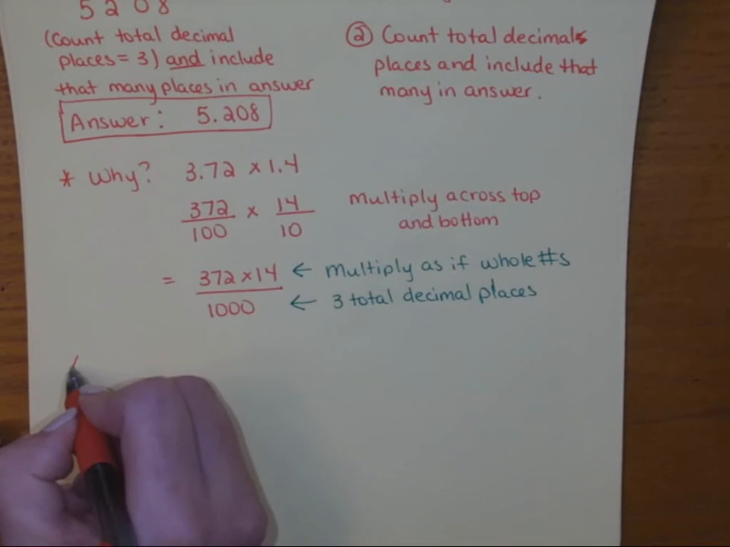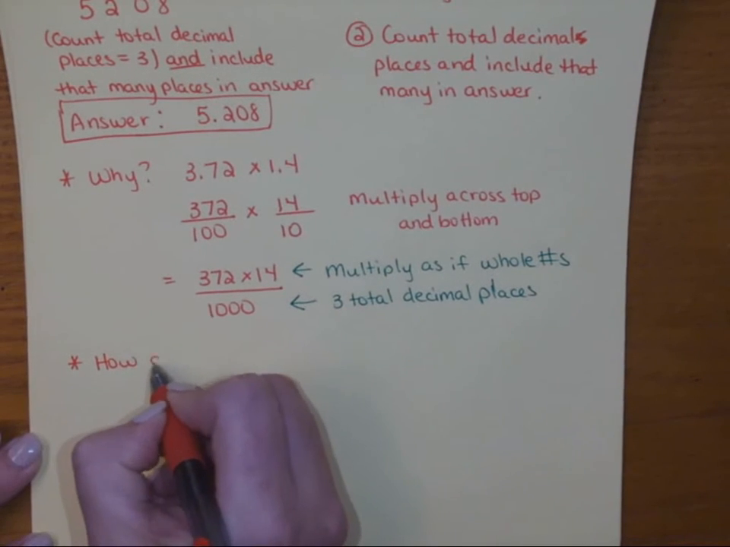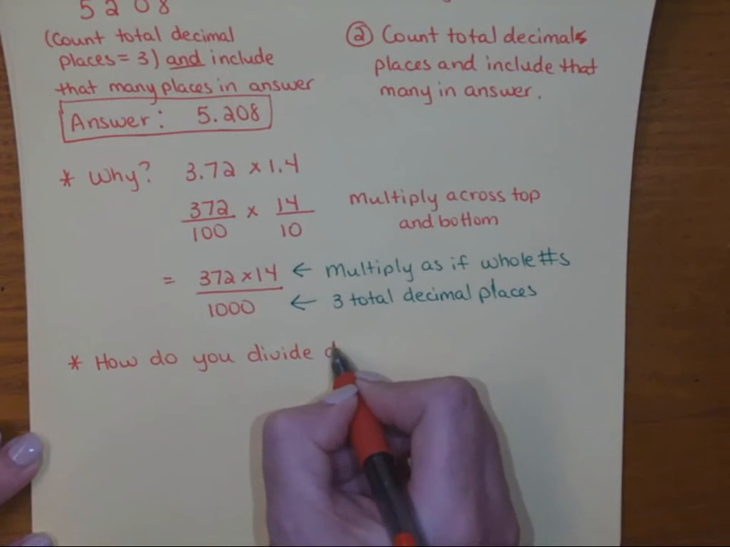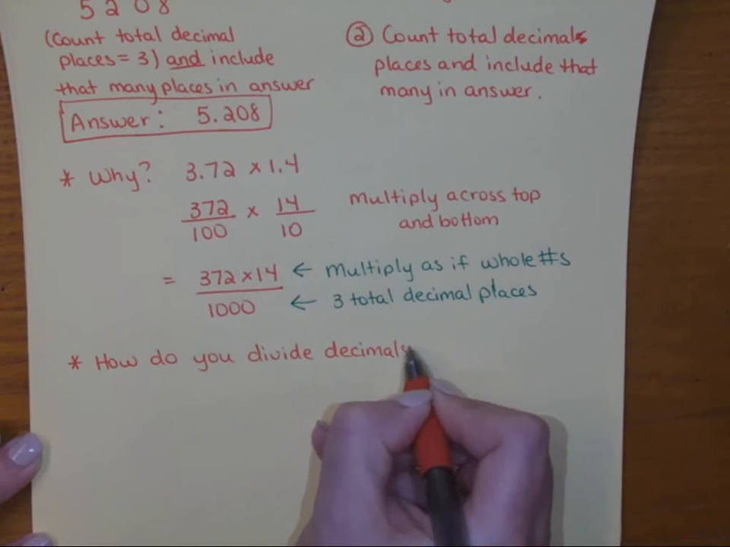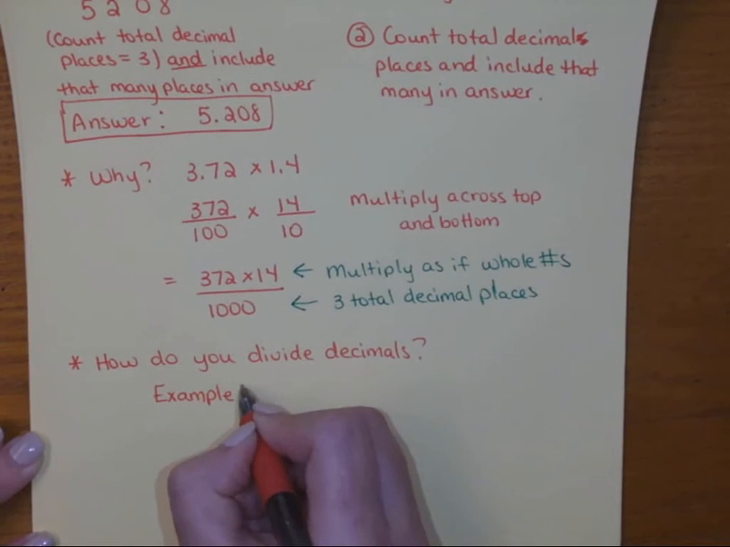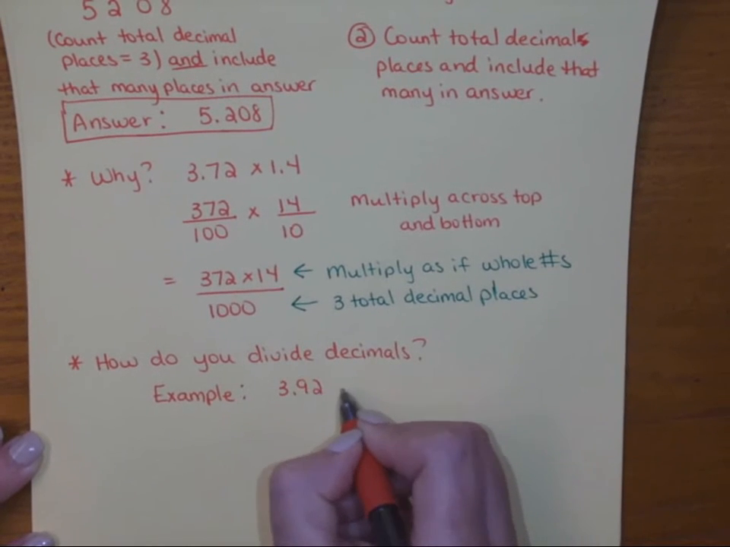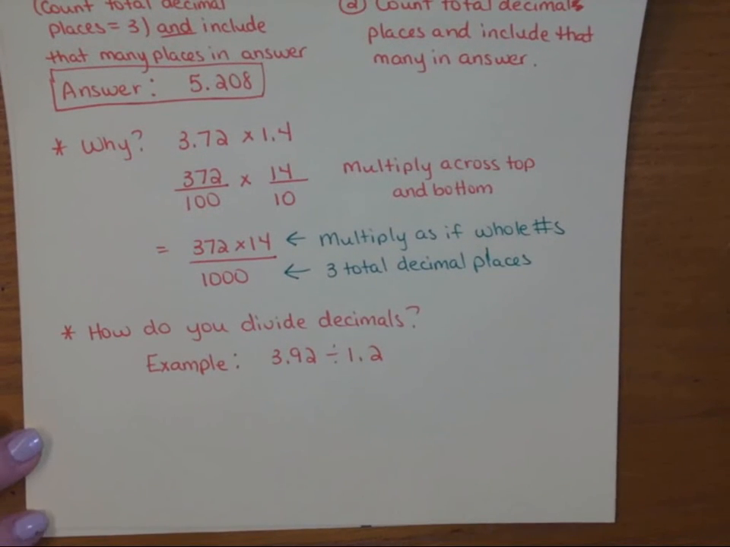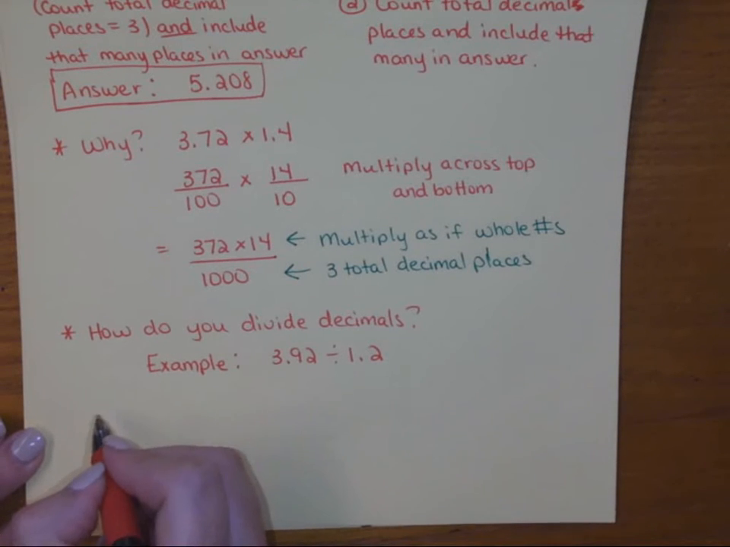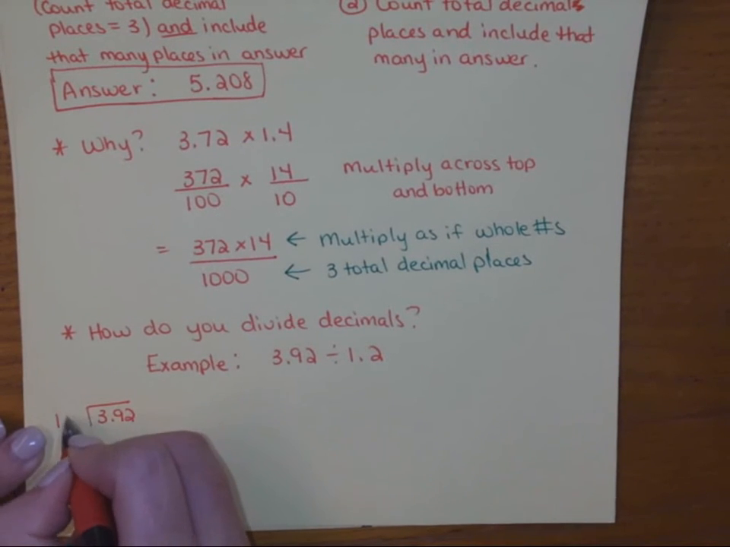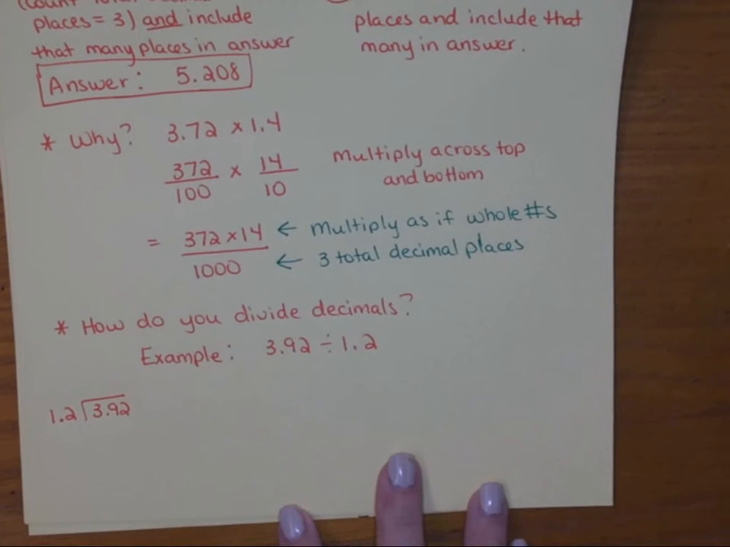All right, so let's talk about how do you divide decimals. For example, let's look at 3.92 divided by 1.2. So the first thing I just want us to work on is how do we do it, and then we'll talk about why we're allowed to do it. So the first thing is it is 3.92 divided by 1.2. That's the old school way to set that up.